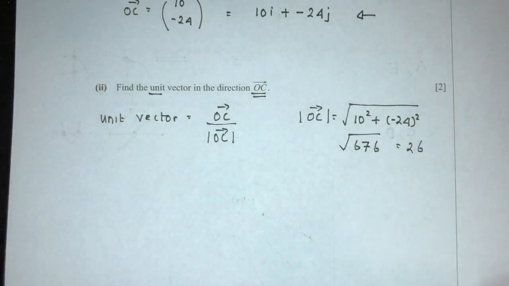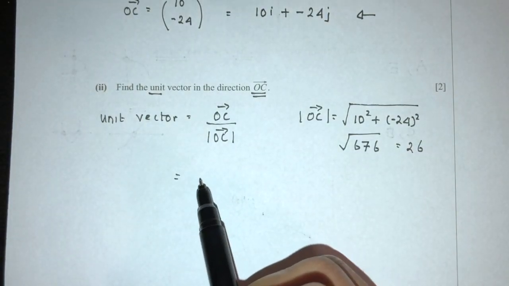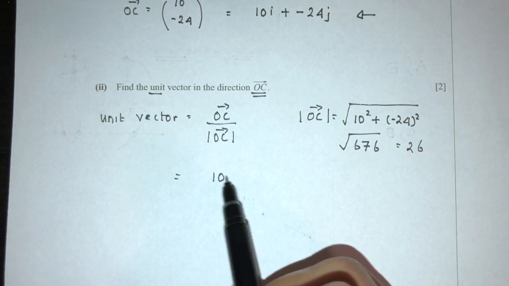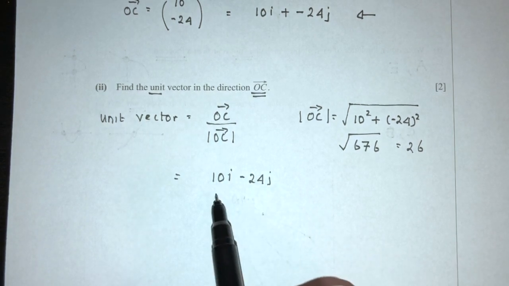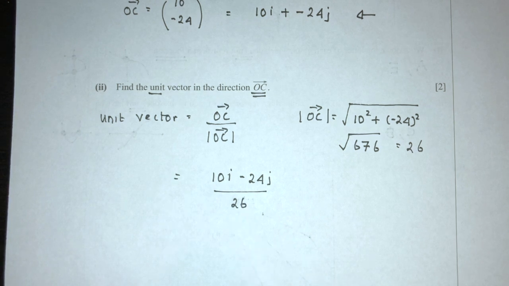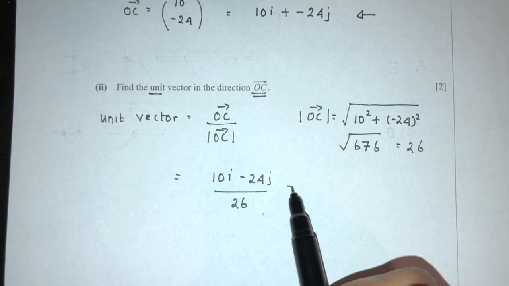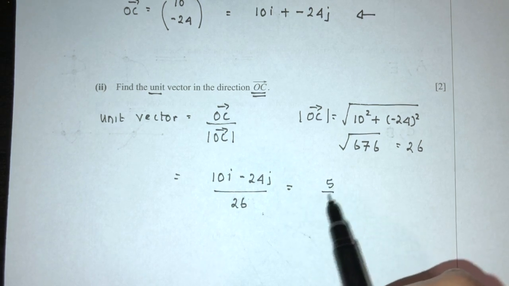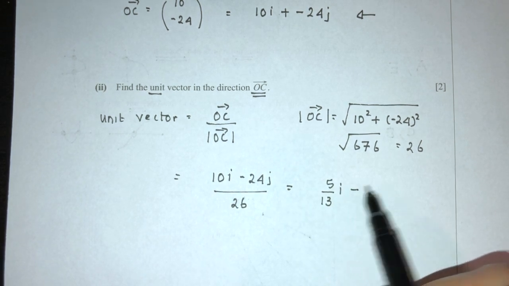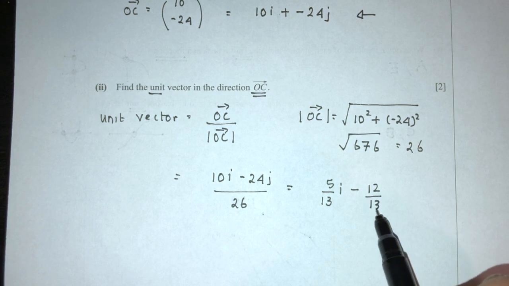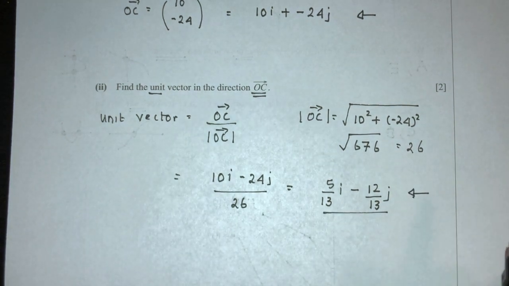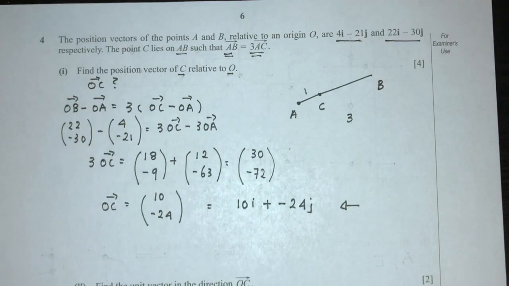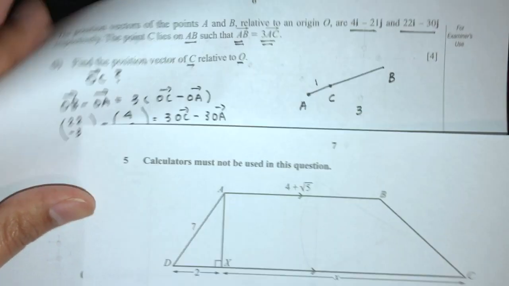So your answer will be, we have to write 10i minus 24j over 26. That will be your unit vector. Now you can simplify, of course. Let's divide by 2 everywhere. You will have 5 over 13i minus 12 over 13j. That will be your unit vector in the direction of OC. That will be question number 4.